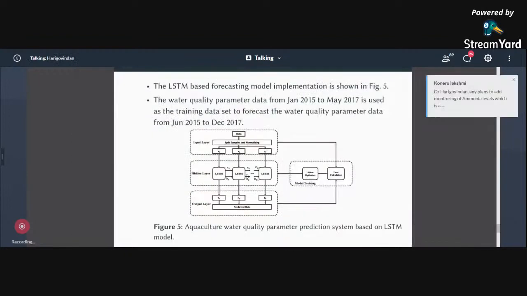Again, I'm showing a basic system. This is an LSTM based forecasting model. To validate our system, we have collected the data from ADAC, the Agency for the Development of Aquaculture Kerala under the Government of Kerala, and we have collected the data for 3 years, in which 2.5 years of data is used for training and 6 months of data is used for testing. Next.